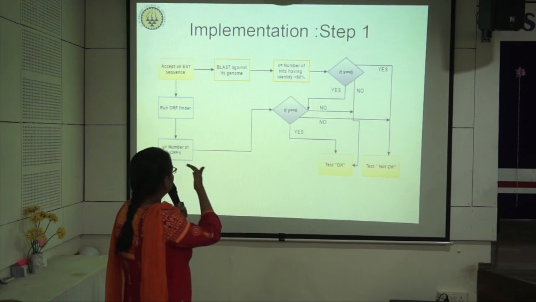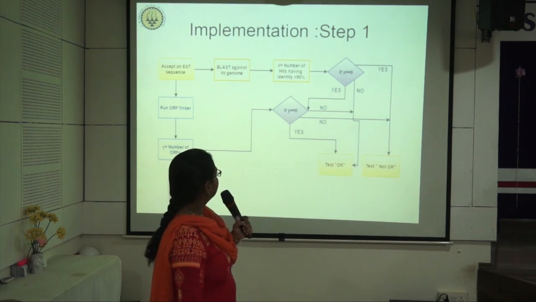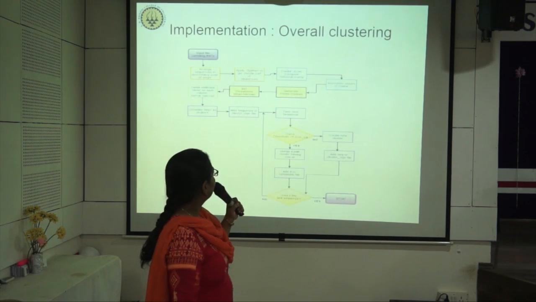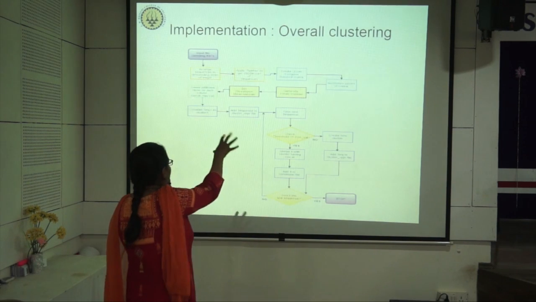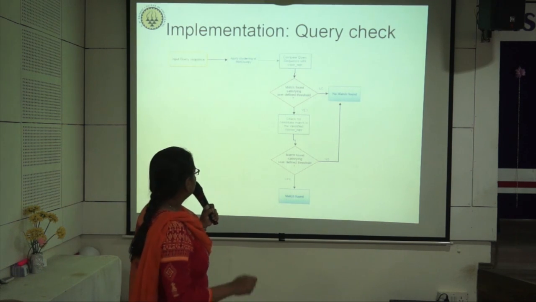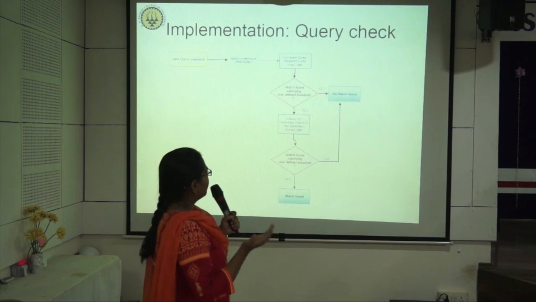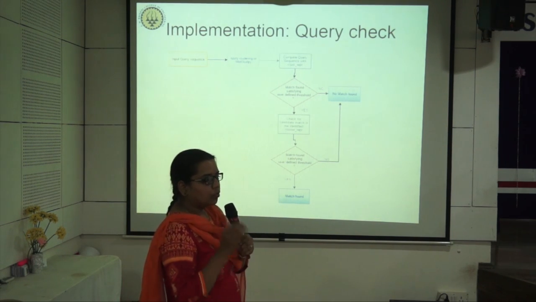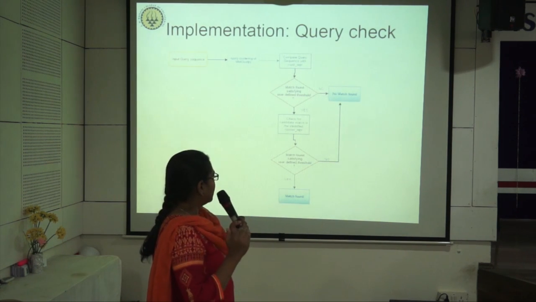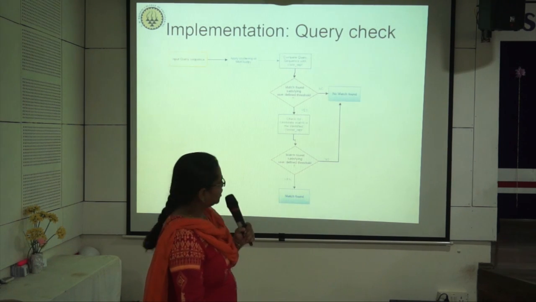The algorithm that is followed is: accept an EST sequence, blast against its gene, and test whether it is okay or not. It is a similar kind of thing. Similarly, for clustering, we have used an incremental algorithm, with the overall clustering algorithm consisting of pre-processing and the whole algorithm. How is the query check made? The query can be put in, the clustering of mid-clust-pi will be done, and the comparison of the query sequence with the cluster representative will take place. Once you get a match, the candidate clusters will be checked. If you are not getting a match, then no match is found. Otherwise, you proceed with the candidate and again check the threshold.